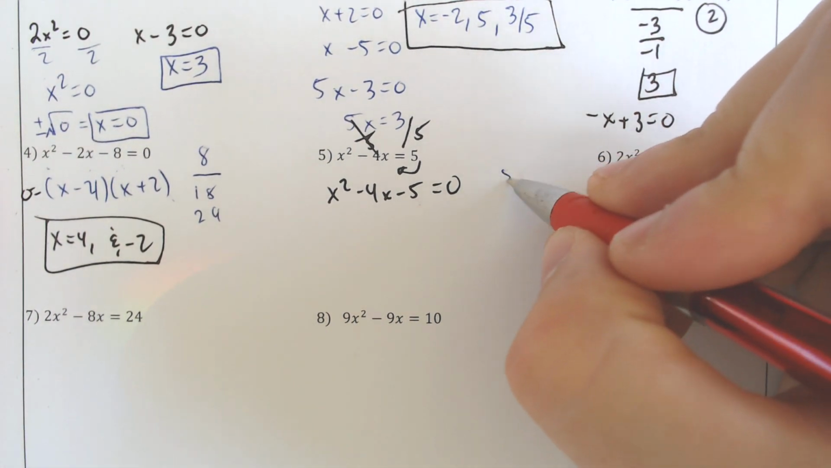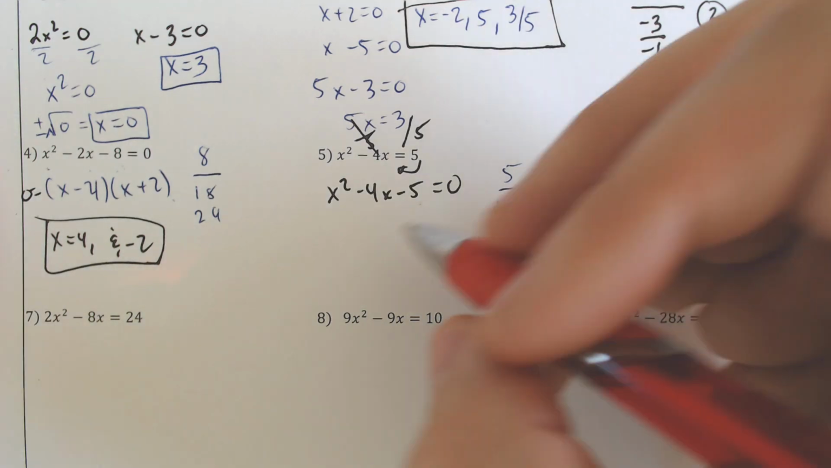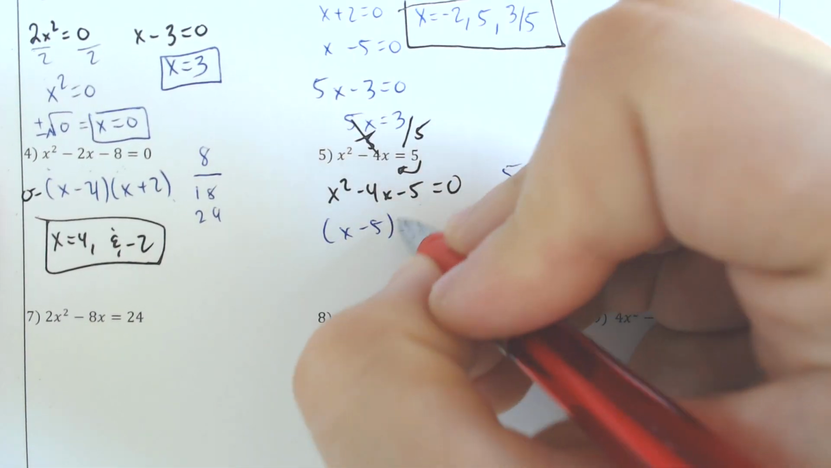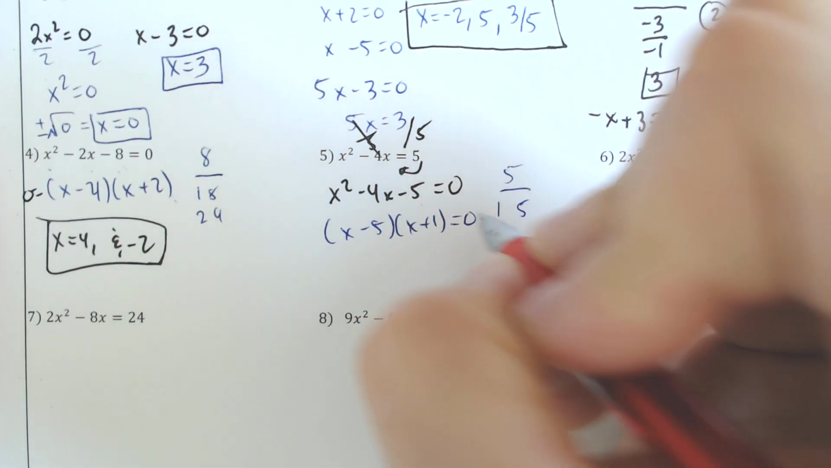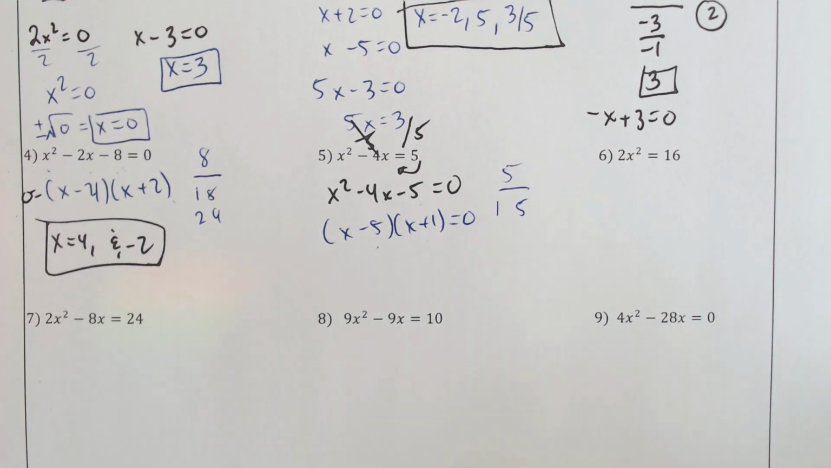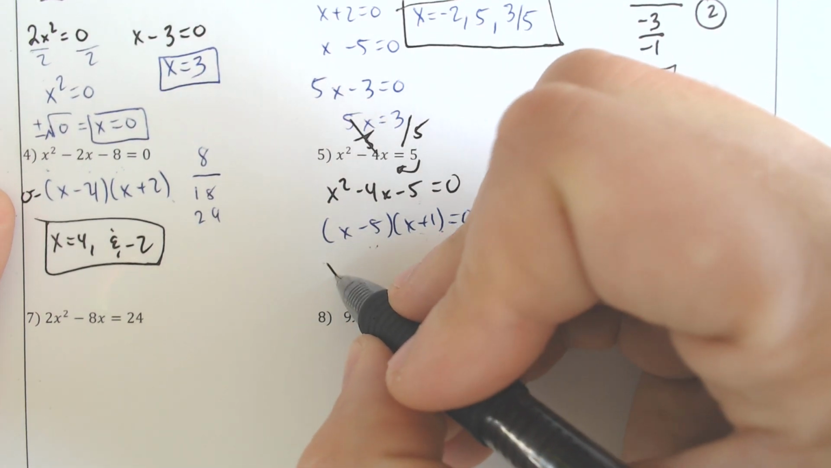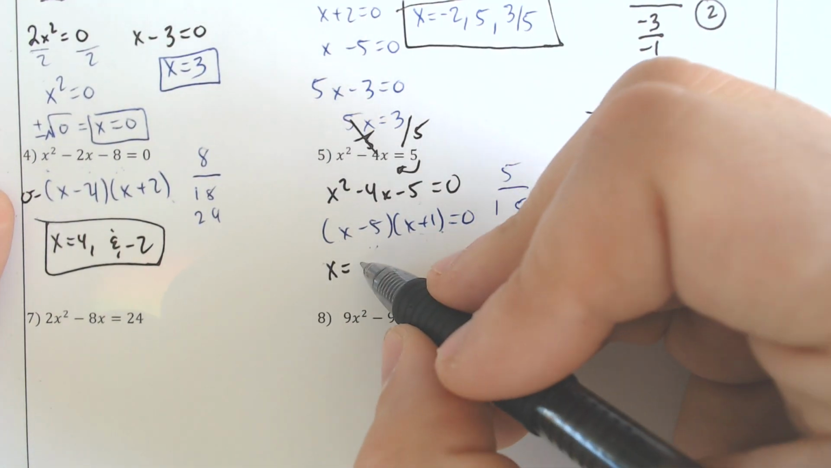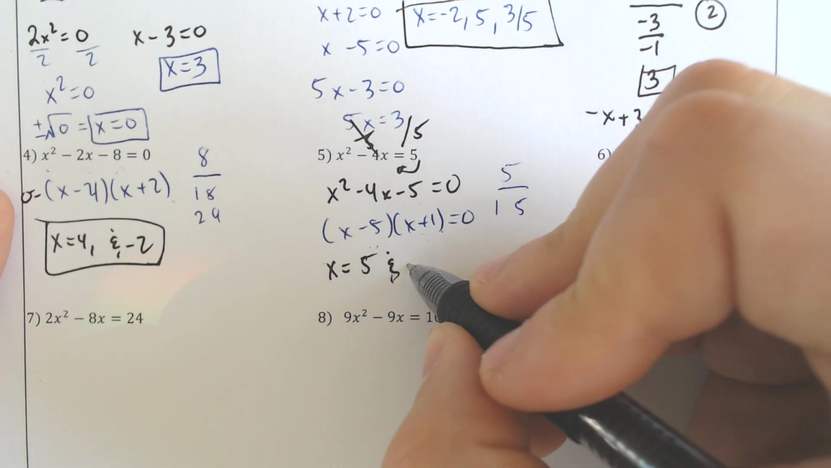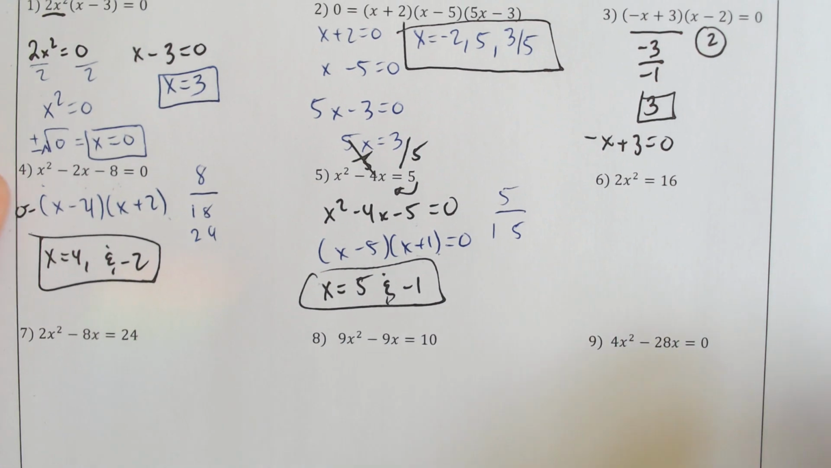What multiplies to 5 but adds to 4? Well, 1 and 5 are the only things that multiply to 5, so we got x minus 5 and x plus 1. Let's make sure our signs are right. Does negative 5 plus 1 add to negative 4? Yeah. Does it multiply to negative 5? Yes. So here, our answers for x, if we set them equal to 0, would be x equals 5 and negative 1.